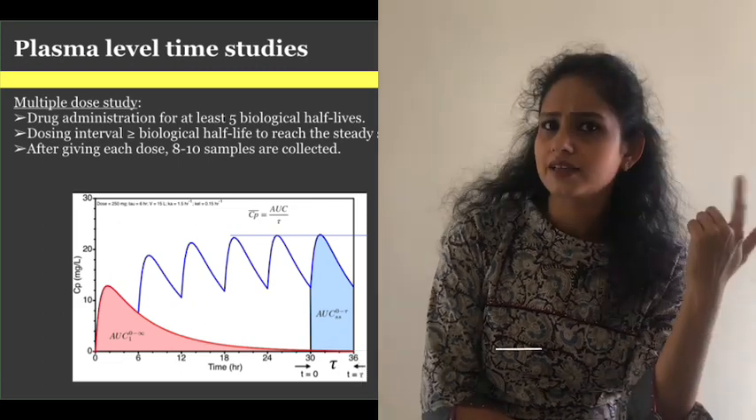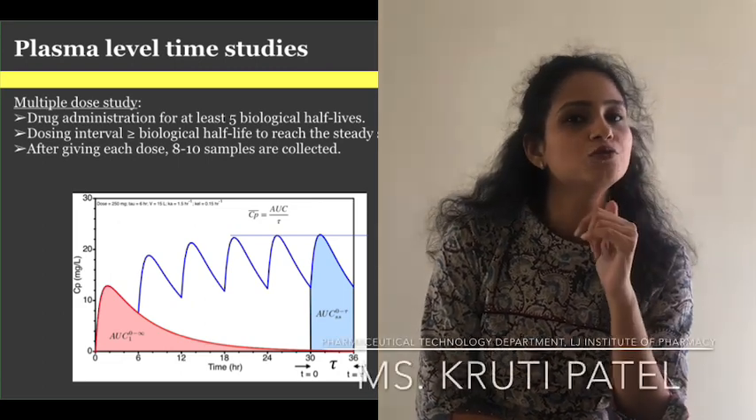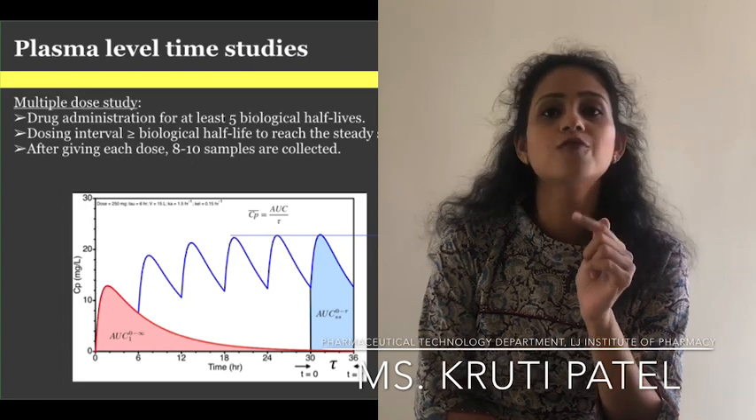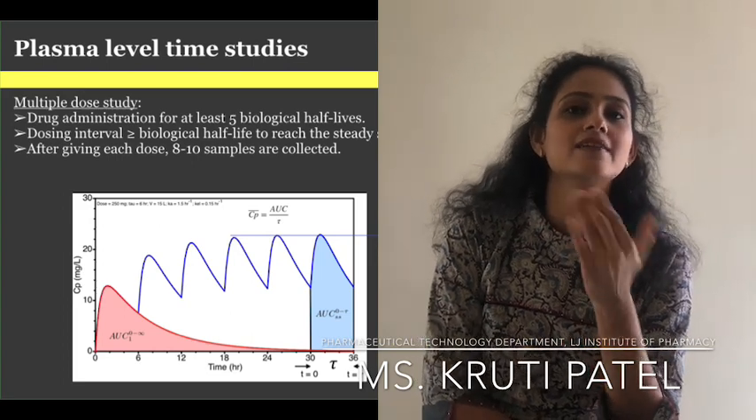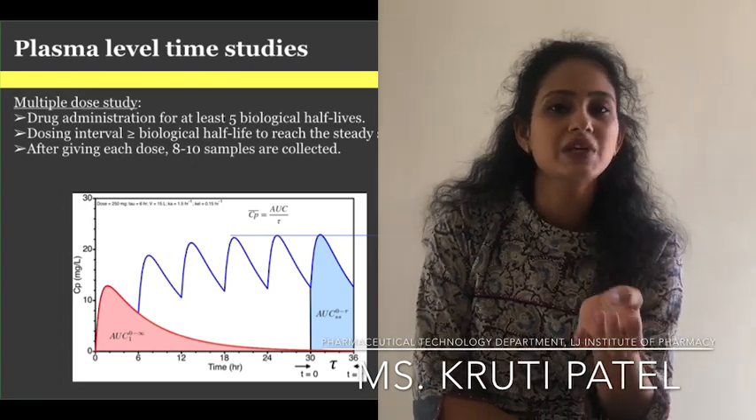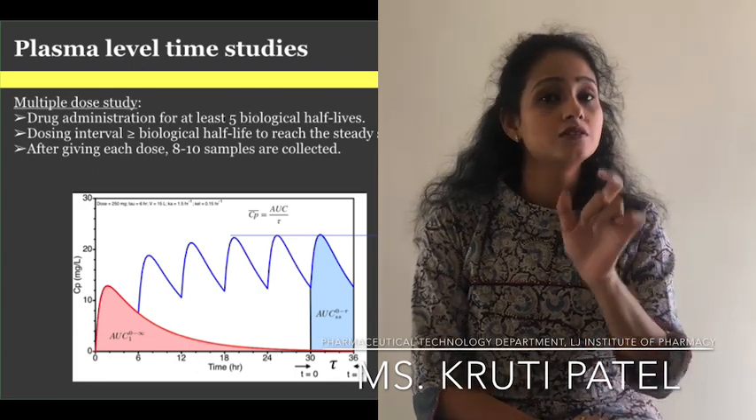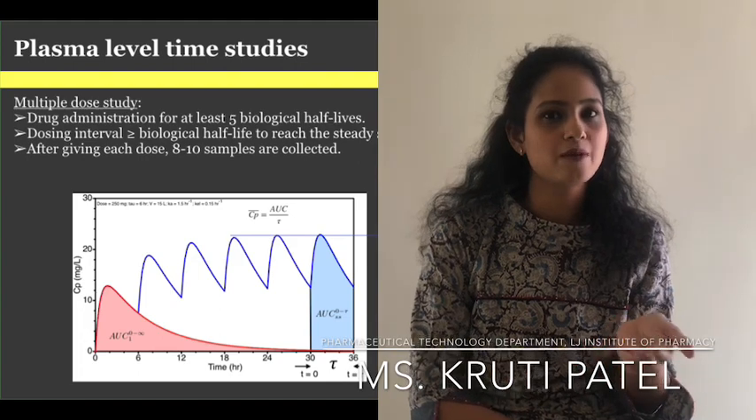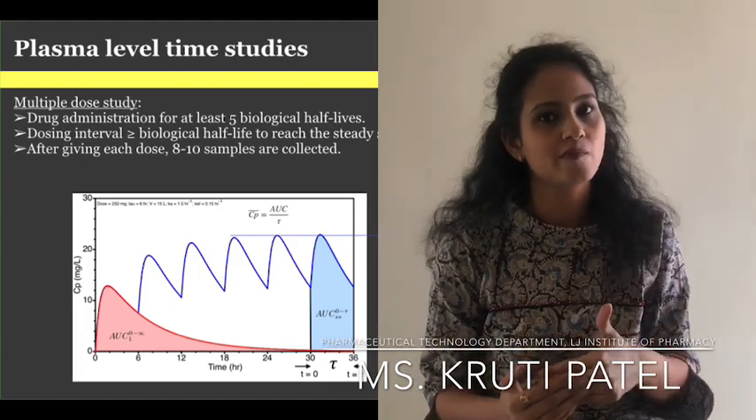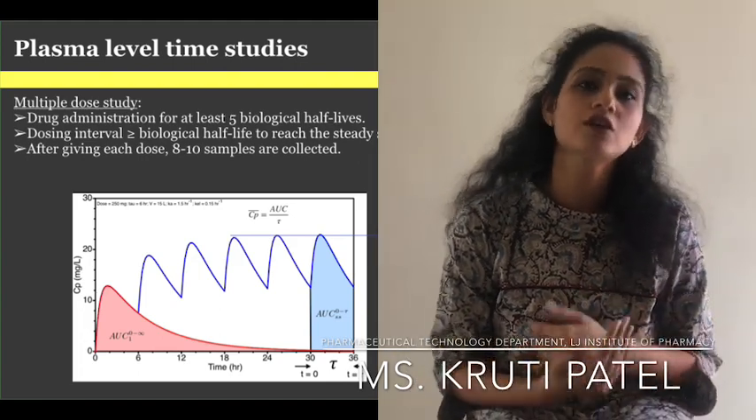Let's recall the example of paracetamol. As I told you, paracetamol has a biological half-life of 4 hours. Now how can I decide the dosing interval? That means I cannot administer the drug before 4 hours. Say for example, I am conducting a study on paracetamol. I administer the drug at 8 o'clock in the morning.